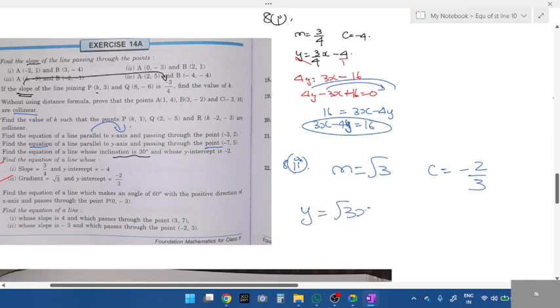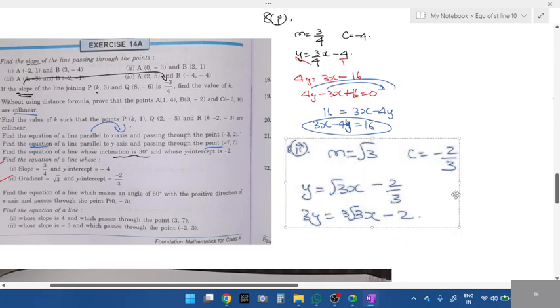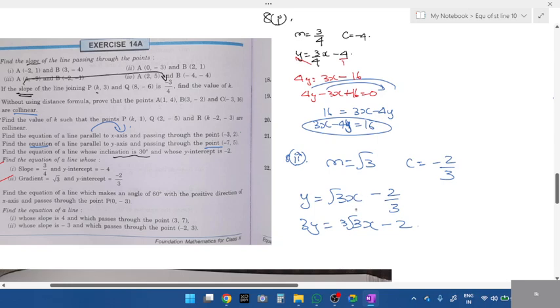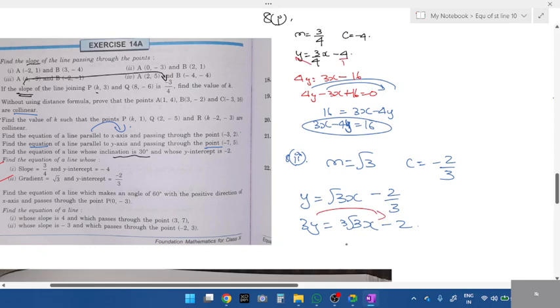y is equal to root 3 x minus 2 root 3. When you take LCM, 3 goes to the other side. 3 root 3 x minus 2. Okay, shift this y to the other side, students. So you get 0 is equal to 3 root 3 x minus 3y minus 2. And rearrange this equation, you get 3 root 3 x minus 3y minus 2 is equal to 0. Try to write x in the beginning. x first, y next.